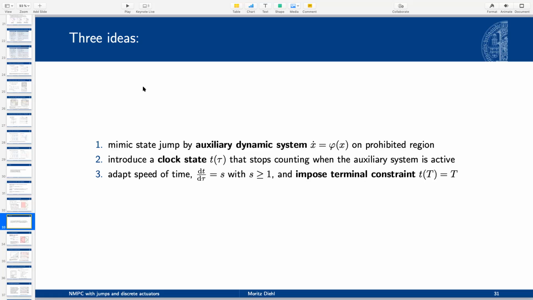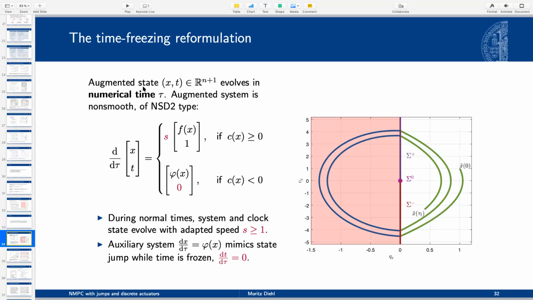Okay, these are the three ideas, and with them you get the time freezing reformulation, which is absolutely equivalent to the original problem. It's not a simulation, not an approximation, it's a reformulation. So the first step we need to make is that we now say we have an augmented state with one extra state, which we call t now. It's evolving in a new form of time that we call numerical time, tau. And then we introduce an augmented system where we have this augmented state, x and t together.